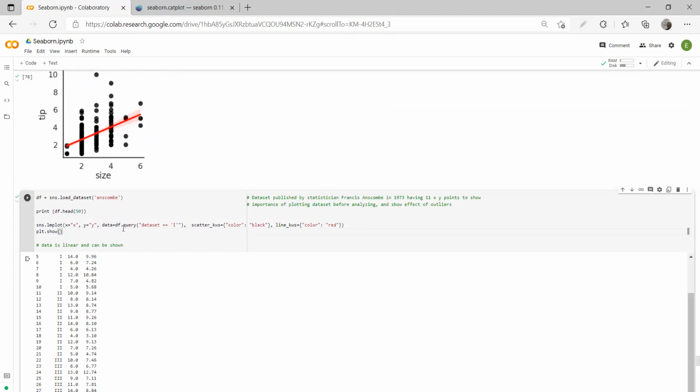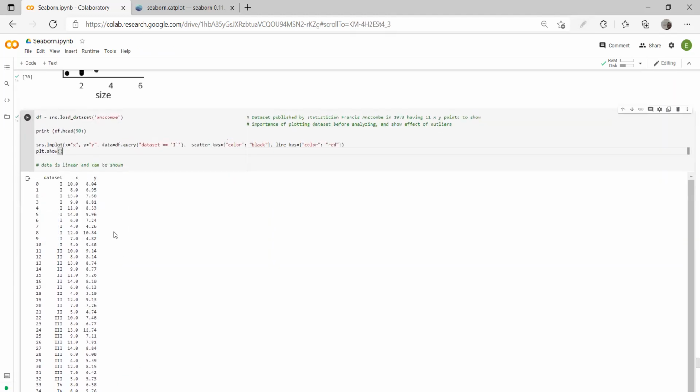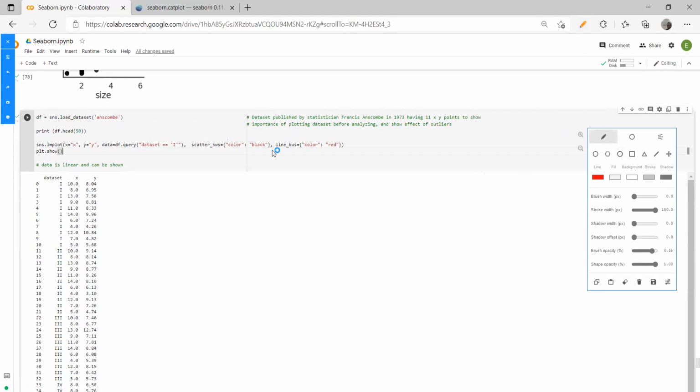Let's go ahead and look into another data set. Anscombe is again a data set, a little popular data set, not that popular because people don't understand it well. It was published in the year 1973 by a statistician, and it has 11 points for each data set. Data set 1 has 11 points, data set 2 has 11 points, 3 has 11 points, and similarly data set 4 also has 11 points.